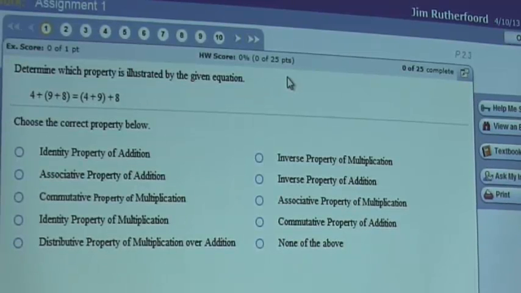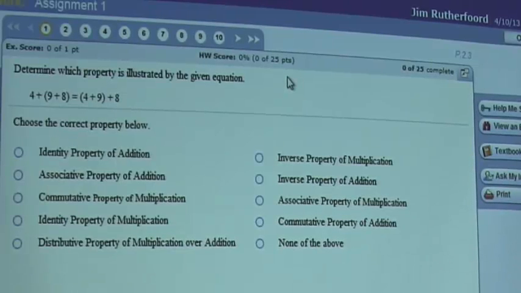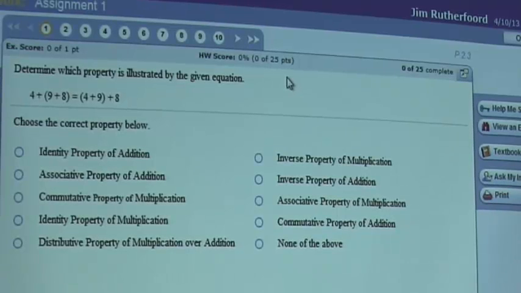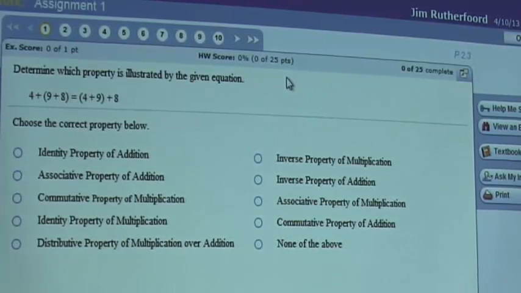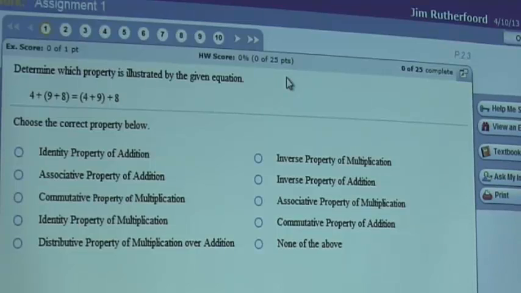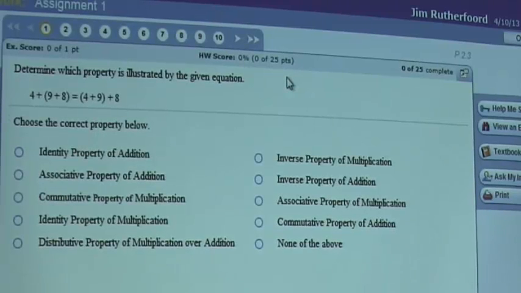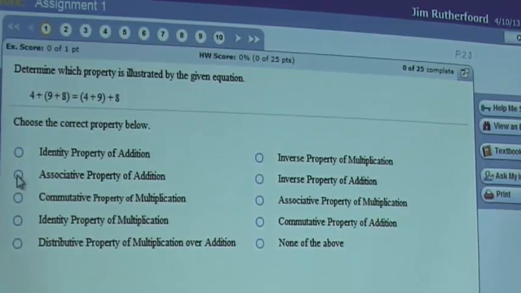Well, notice that the operations are addition on both sides. The three numbers are exactly the same. All we've done is, by moving the parentheses, changed the order in which we're looking at those numbers, or we've associated them differently. So we call that the associative law of addition. So where is that? Associative property of addition. That's the second one down. So that's the associative property.